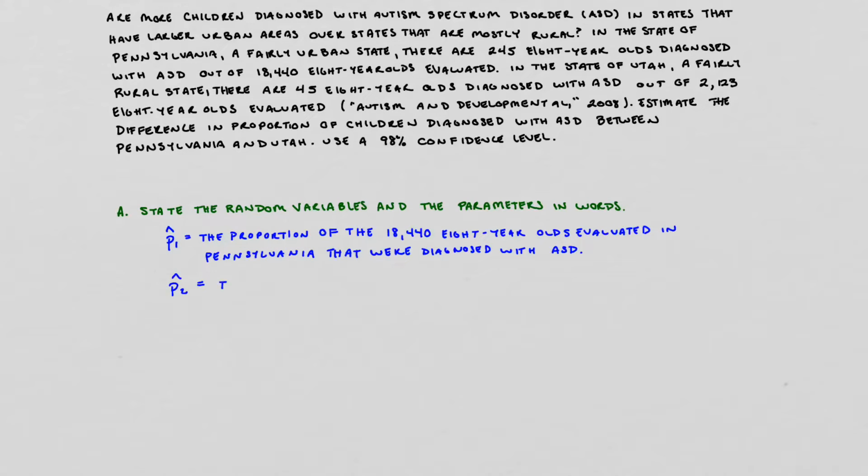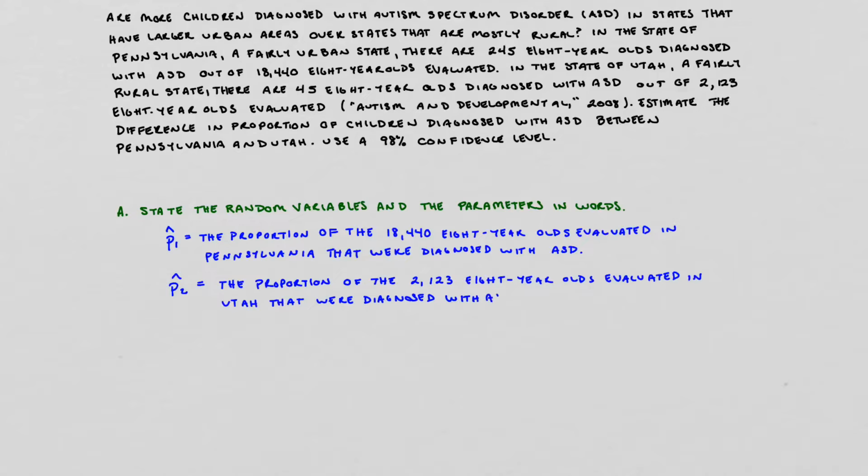We're going to be able to use this structure as a template for our second random variable, P2 hat. Here we can say this is the proportion of the 2,123 8-year-olds evaluated in Utah that were diagnosed with ASD. Now we can move on to our parameters, so just P1 and just P2, so no hats.